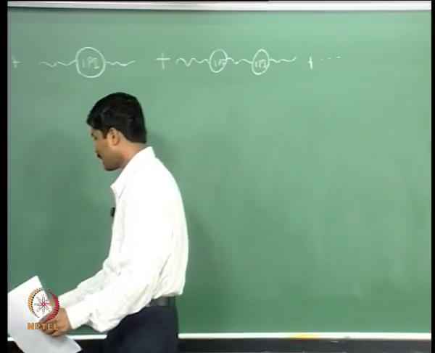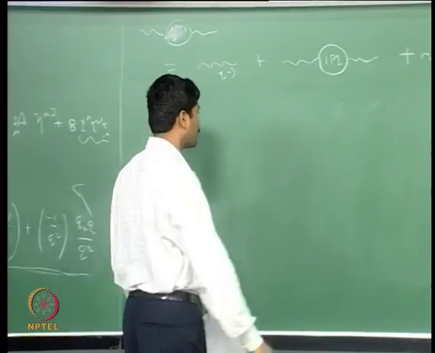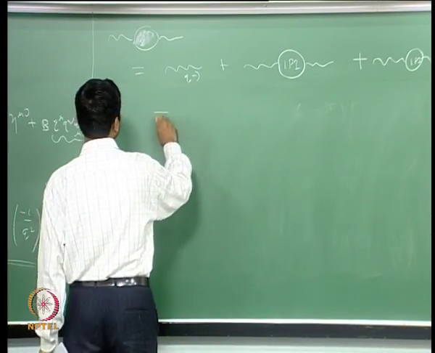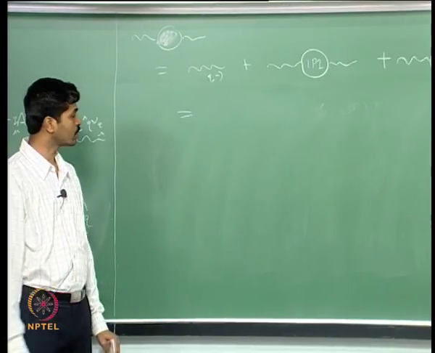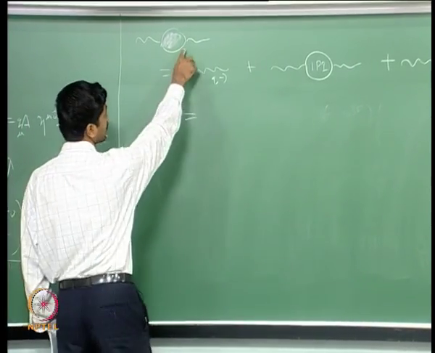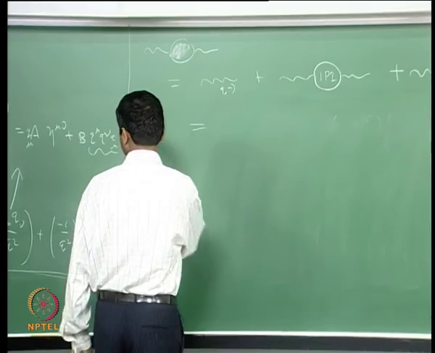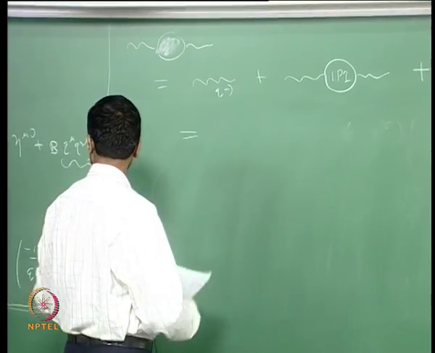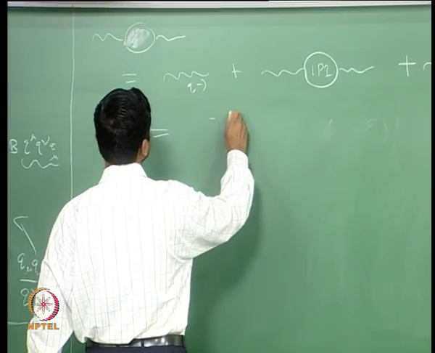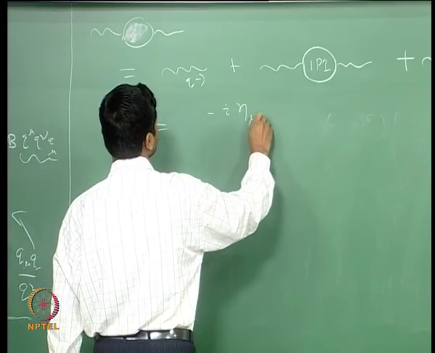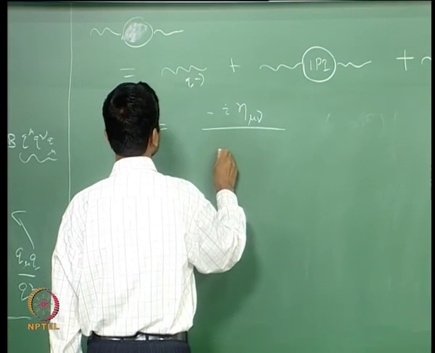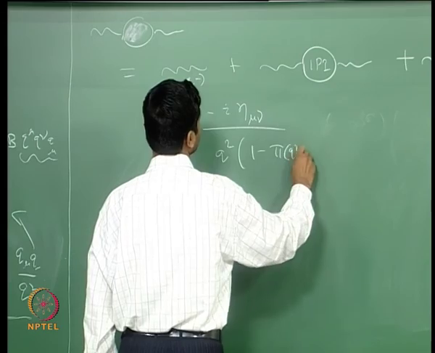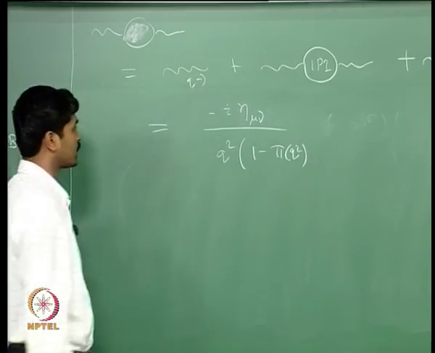So, you can see that the Ward identity plays a very important role here. Without doing explicit computation, we can tell the form of the exact propagator by using the Ward identity, and for the photon propagator, this is simply given by minus i eta mu nu divided by q square times 1 minus pi of q square. This is this propagator.